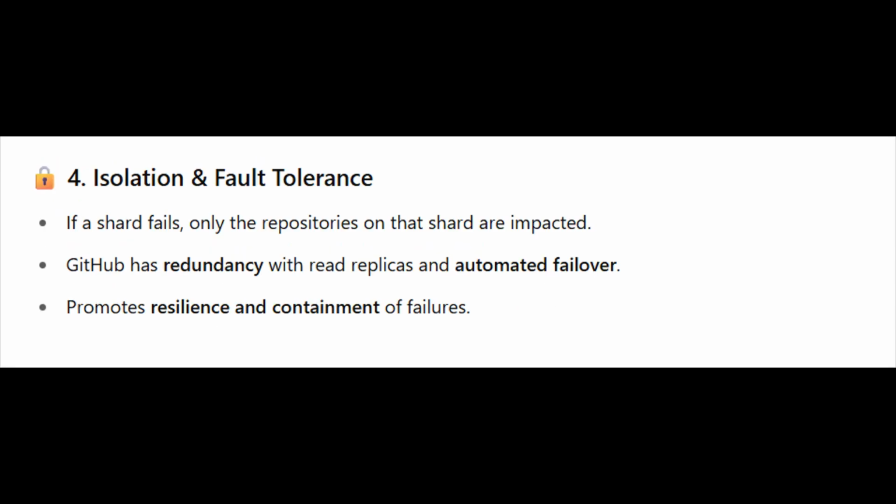4. Isolation and fault tolerance. If a shard fails, only the repositories on that shard are impacted. GitHub has redundancy with read replicas and automated failover. This promotes resilience and containment of failures.